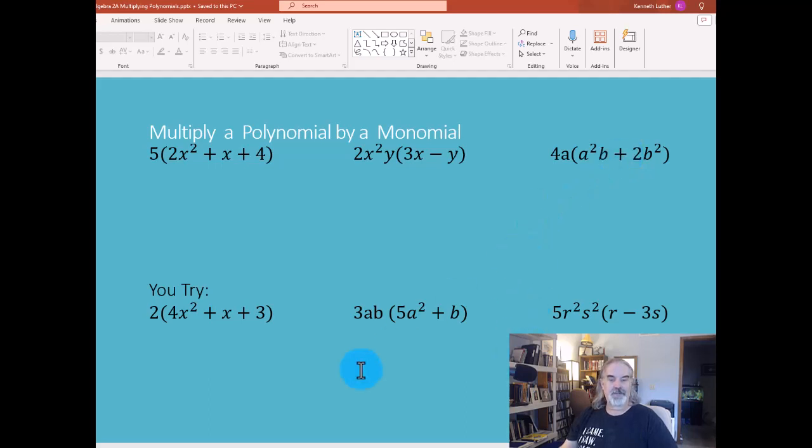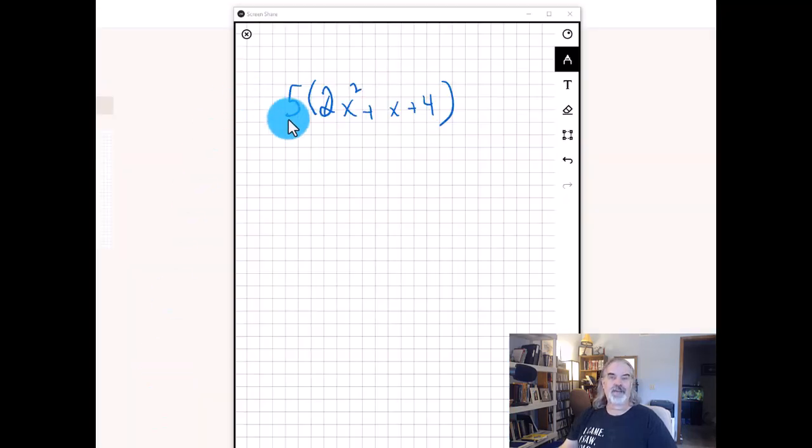Okay, here comes the first one. We're going to do 5 times 2x squared plus x plus 4. So the monomial is the 5. The polynomial, poly means multiple, right? And so there's the rest of it.